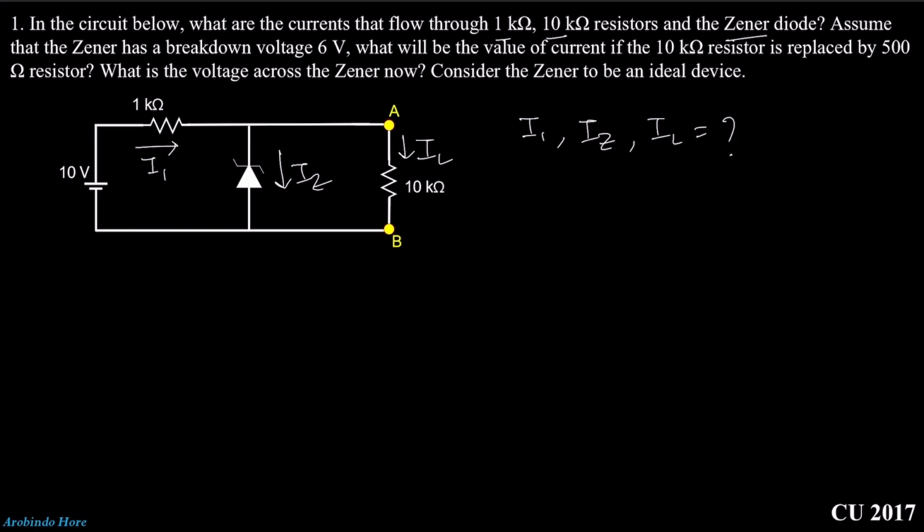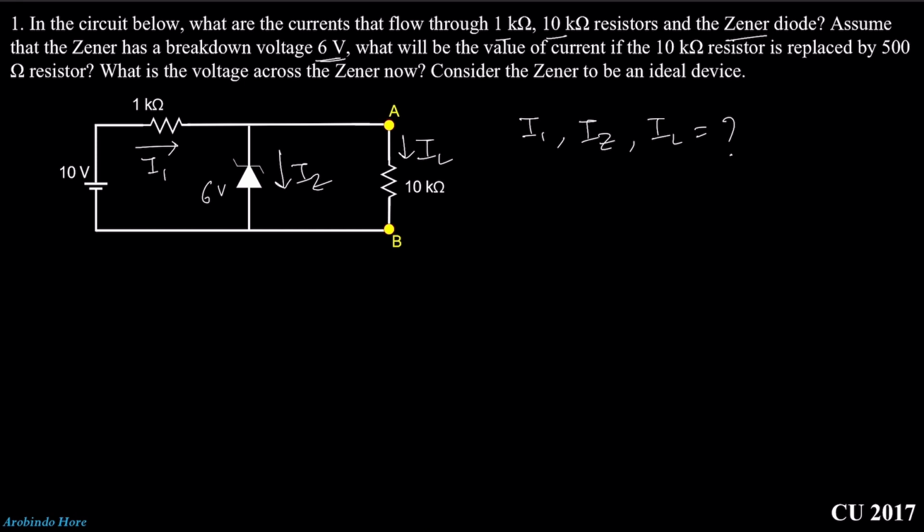Assume that the Zener has a breakdown voltage of 6 volt. That means this Zener diode will go into breakdown after 6 volt. This Zener diode voltage is 6 volt. Now, here you can see that the input voltage is 10 volt. That means the input voltage is higher than the Zener voltage, so we can assume that the Zener is in the on state.